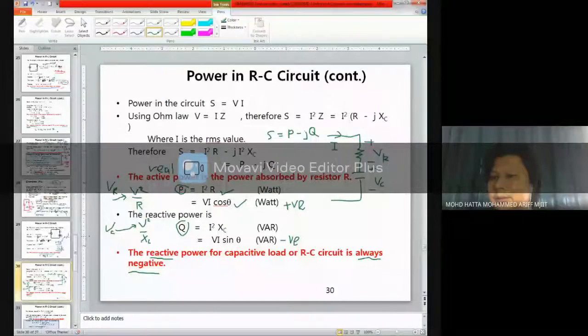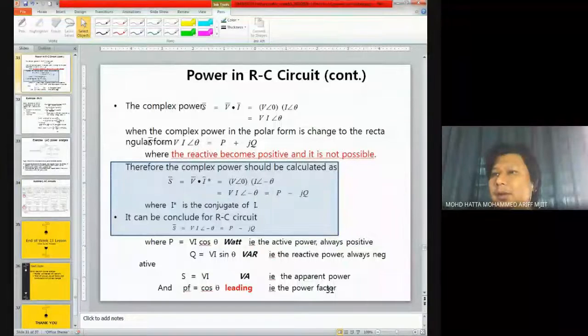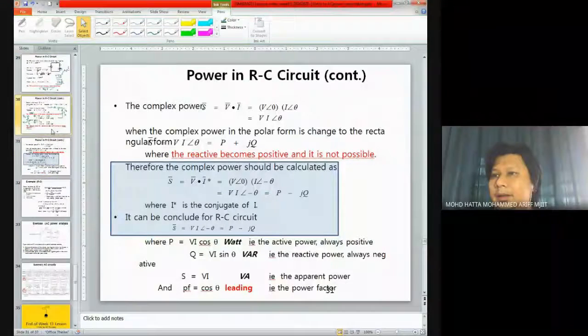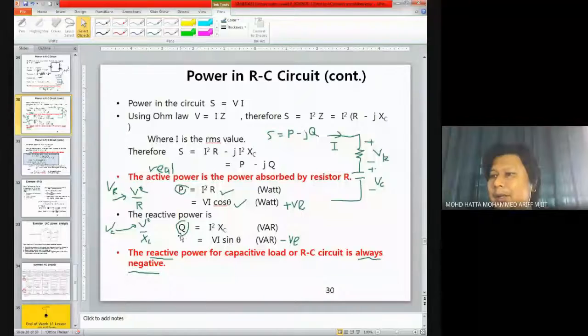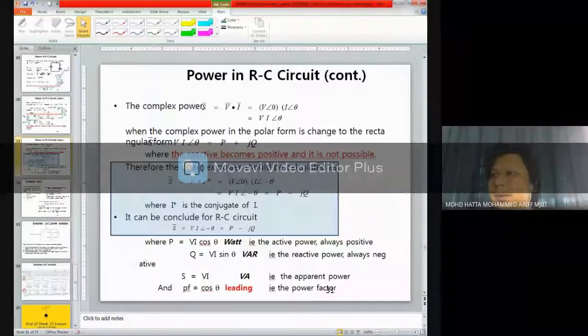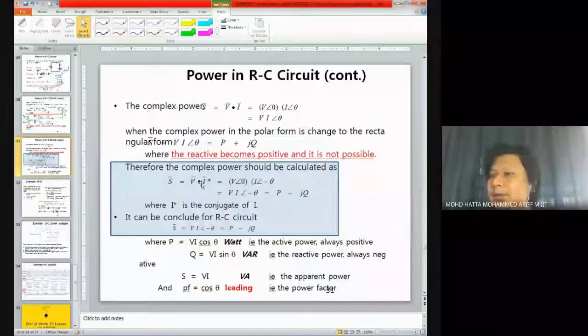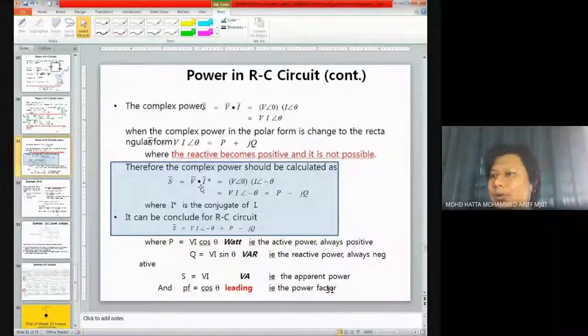And in terms of, over here, you see that P and Q can be calculated this way. We have also another way to calculate our power for RC circuit, actually power in AC circuit. We can simply use S equals VI conjugate in order for us to calculate our complex power.